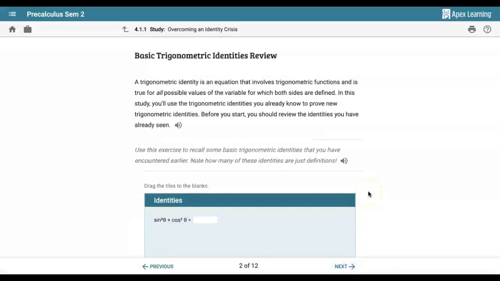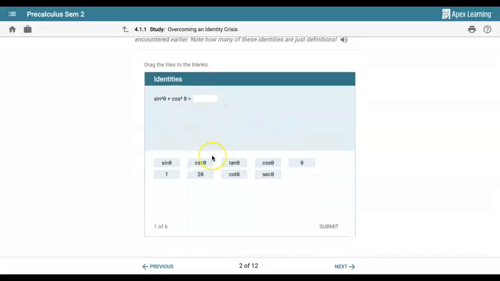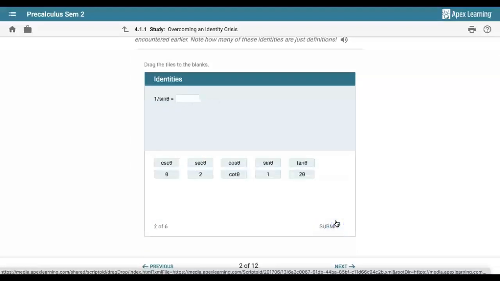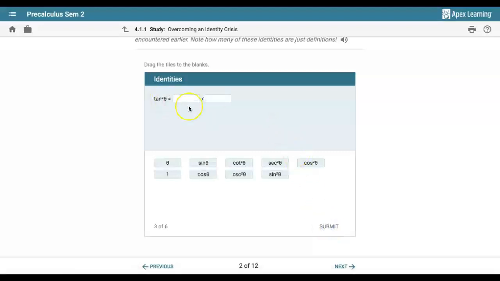So when we introduced ourselves to these identities, we had trigonometric identities, and we had a couple of these where we said sine squared plus cosine squared. We found out that equals 1. And 1 divided by sine gave us this cosecant value. That's another identity. Tan squared is like sine squared over cosine squared. That's an identity as well.